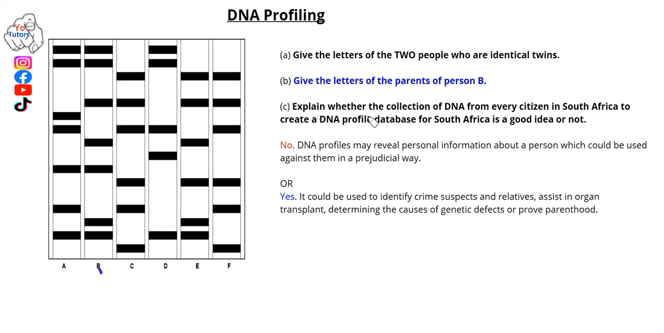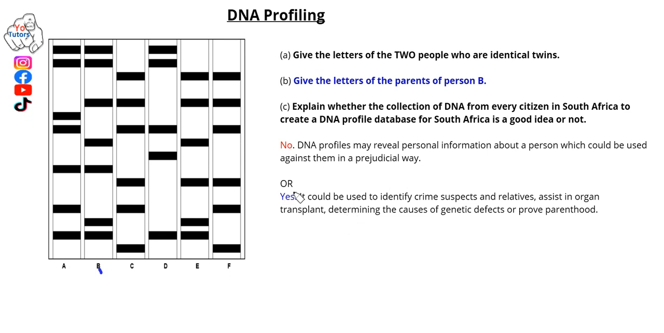Now explain whether the collection of DNA from every citizen in South Africa to create a DNA profile database for South Africa is a good idea or not. We are saying everyone's DNA profile is recorded. Is it good? The first reason, you can say no. Why are we saying no? Because remember what we mentioned earlier, that a DNA profile may reveal personal information about a person which could be used against them in a prejudicial way. So in this case, we are saying it's not a good way.